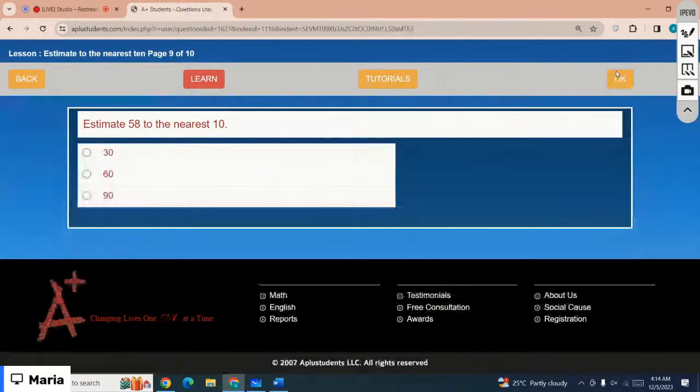Estimate 58 to the nearest 10. So 58 is rounded off to which 10? 30, 60, or 90? Which is the correct option?